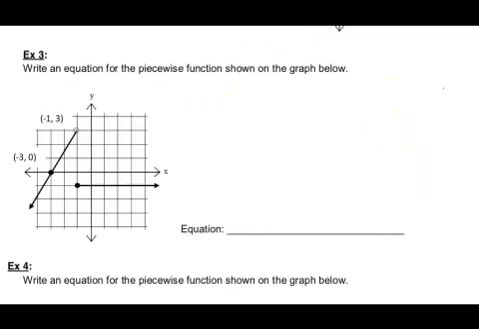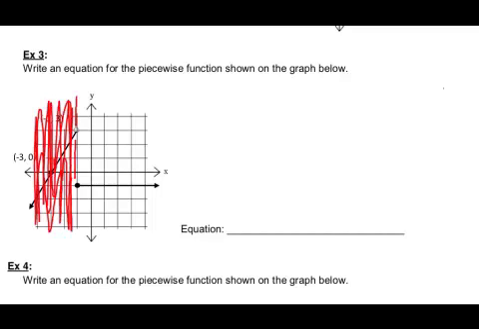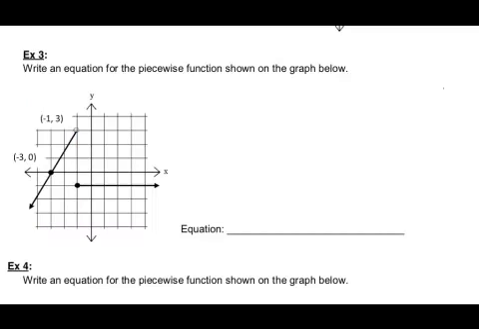For example 3, we're writing an equation for the piecewise function shown on the graph below. So now we're taking the graph and we're finding the equation of each of these functions. So let's start with this part of our graph. Again, I'm just going to shade it in so you can see where we are working with. If we look at our x-axis, notice we're starting at x is -1, and we're going to anything less than -1. So we need to find the equation of this line right here.